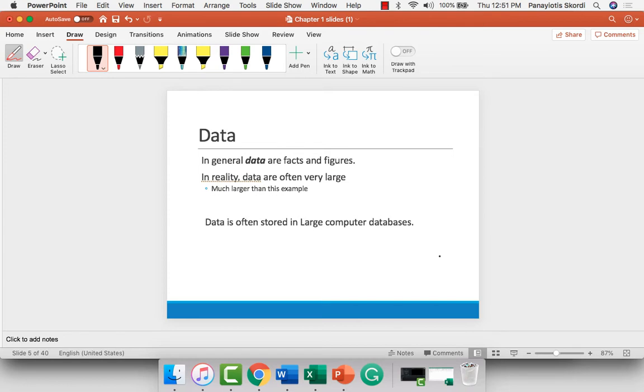There's a note here about data being stored on large computers. In fact, we have so much data sometimes that we don't have a single computer that can hold the data. So we actually have to link computers together to actually store that data.